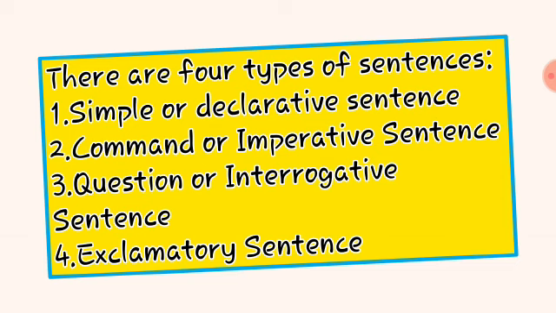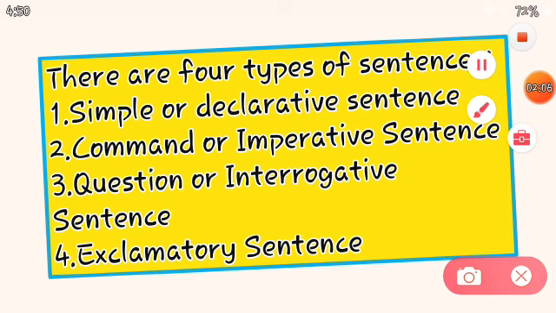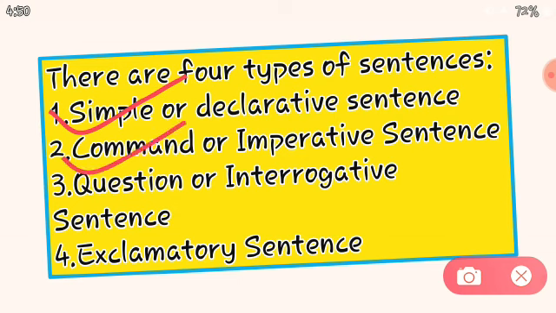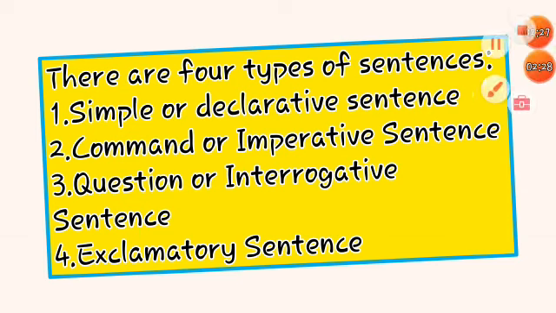Now the question is the types of sentences. How many types of sentences are there? Students, mainly there are four types of sentences. Number one, simple or declarative sentence. Number two, command or imperative sentence. Number three, question or interrogative sentence. Number four is exclamatory sentence.